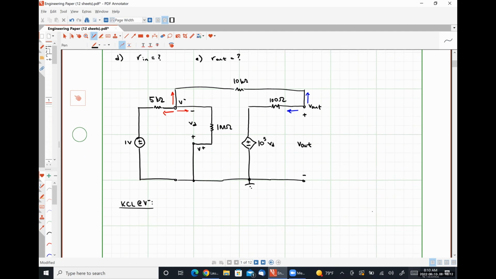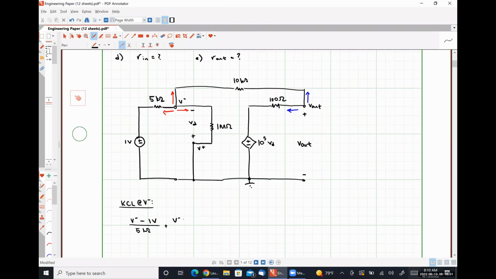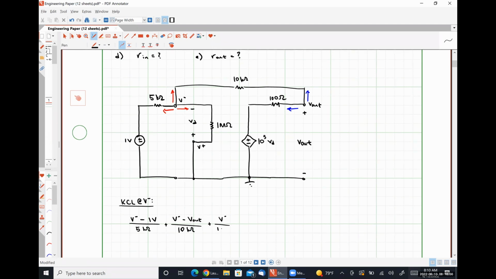We're going to have a voltage V minus minus 1 volt over 5 kilo ohms, plus V minus minus V out over 10 kilo ohms, plus V minus minus VD, which is at ground, so V minus minus 0, or V minus over 1 mega ohm, is equal to 0. So this is equation 1.